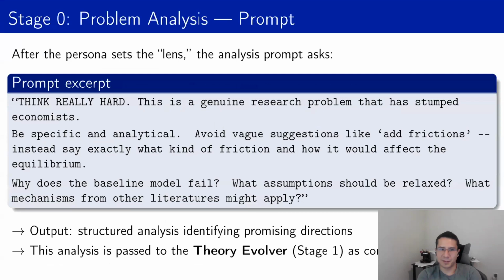Then after the persona sets the lens, the analysis prompt would say, think really hard. This is a genuine research problem that has stumped top economists. Be specific and analytical, avoid vague suggestions like add frictions; instead say exactly what kind of friction and how it would affect the outcome. So the process is mildly detailed. And then once we have the initial analysis, this is passed to the theory evolver as context.